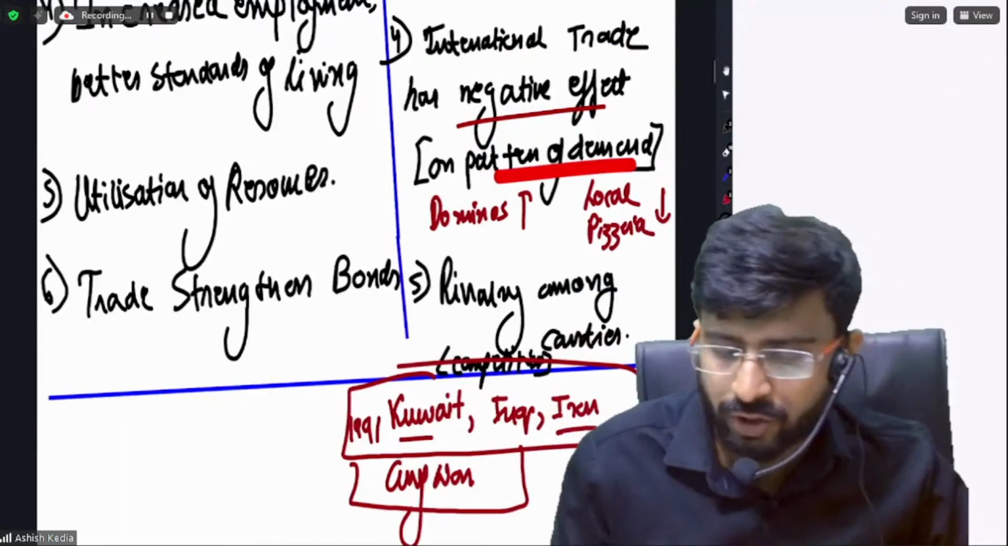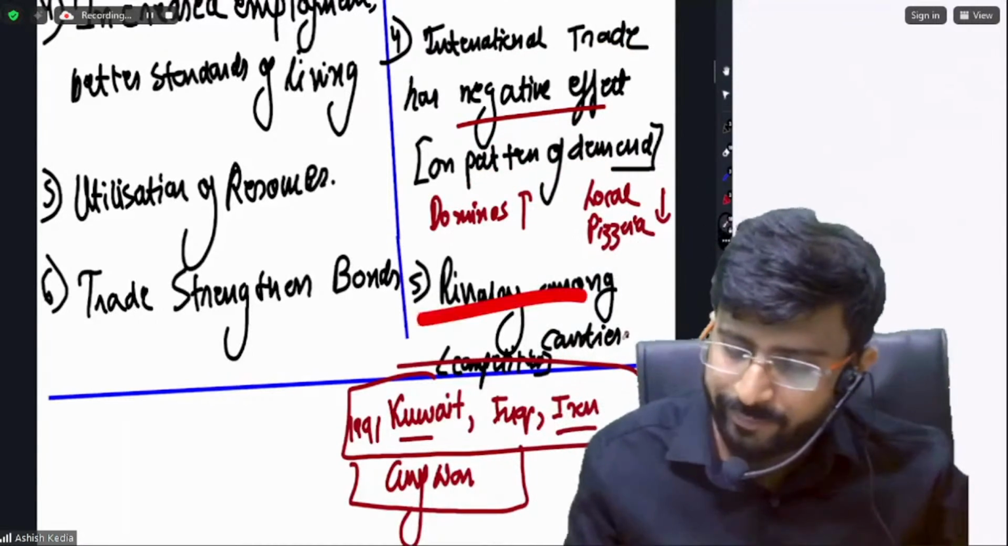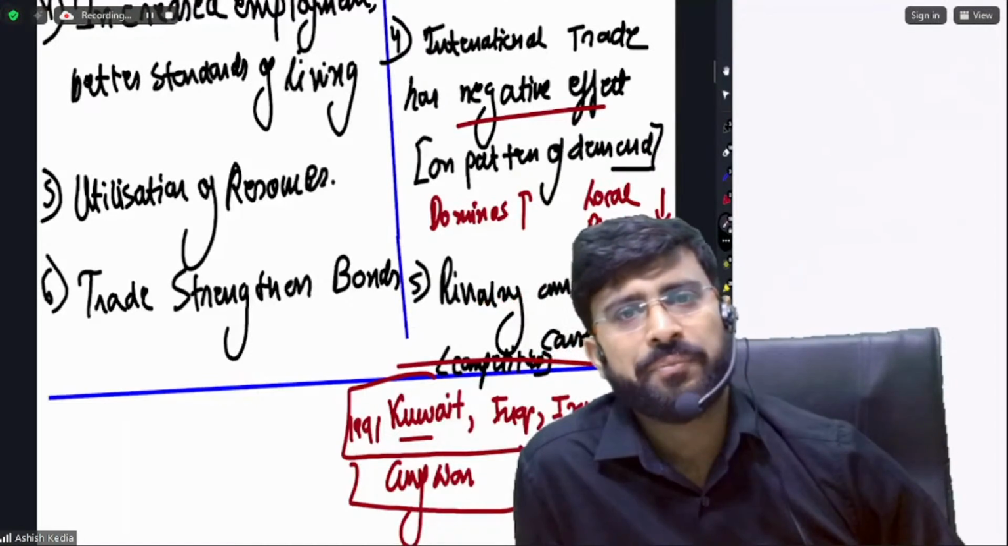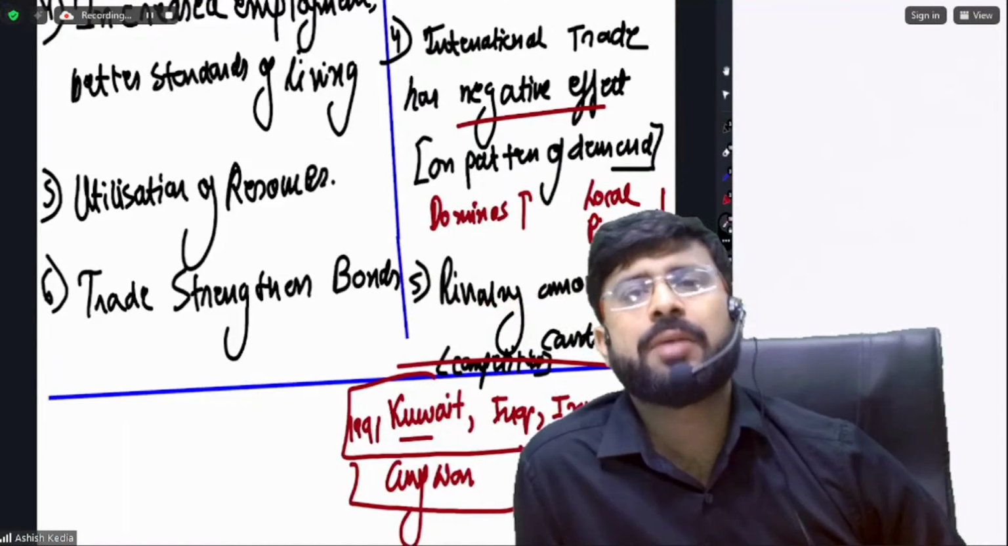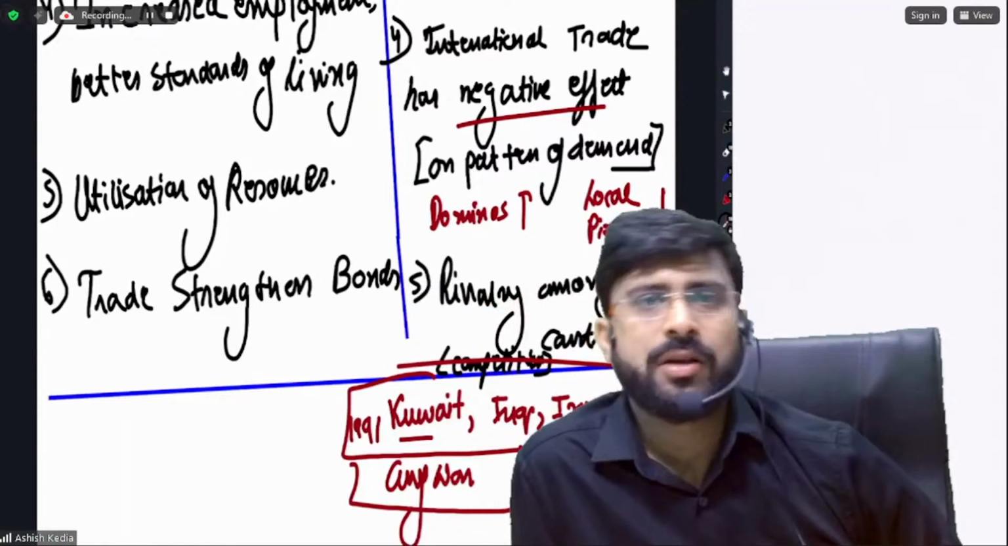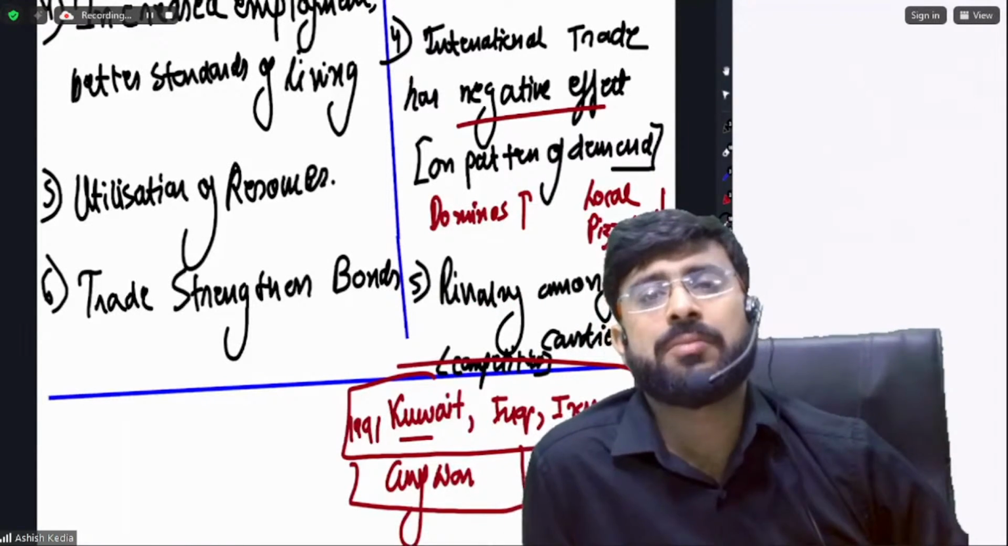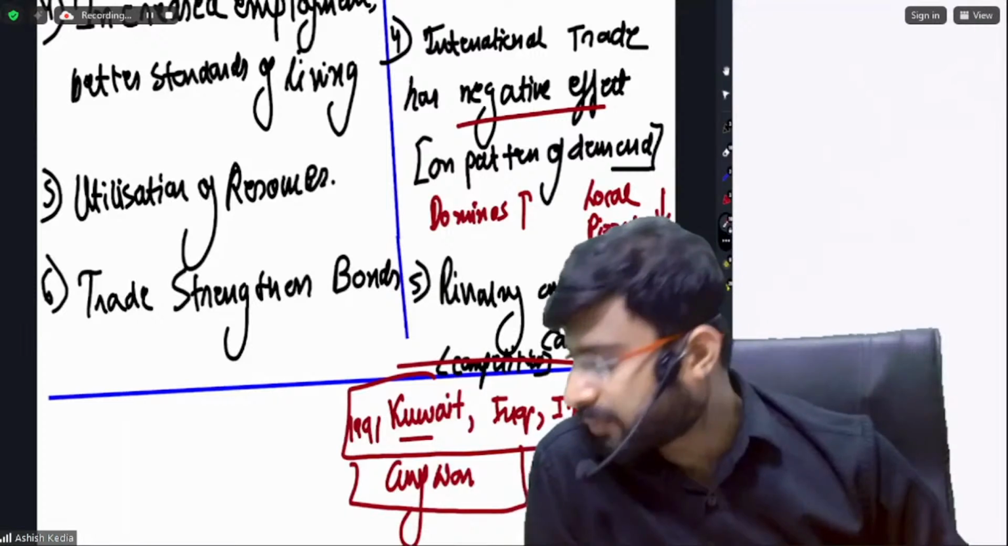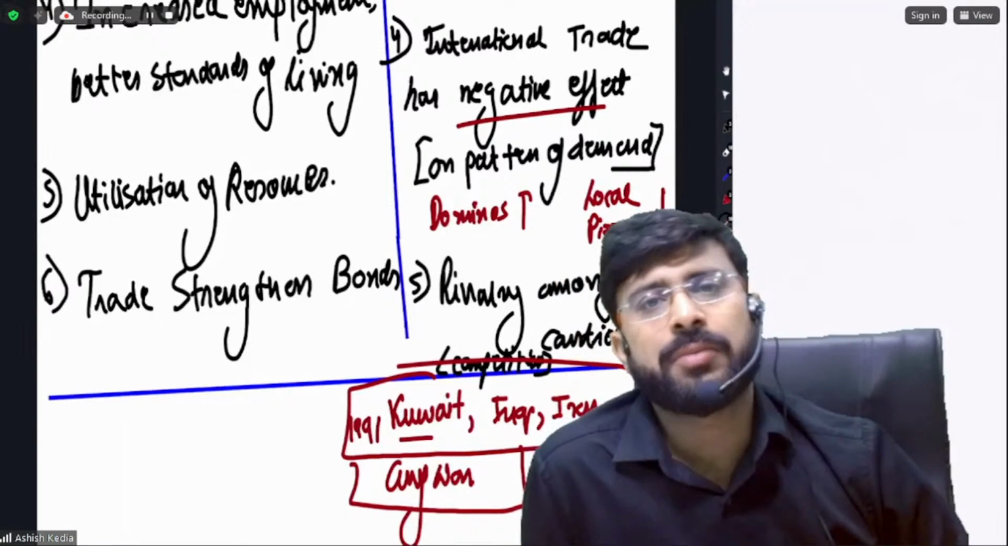International trade has negative effect on pattern of demand. And lastly, there is rivalry among countries. Countries fight with each other.